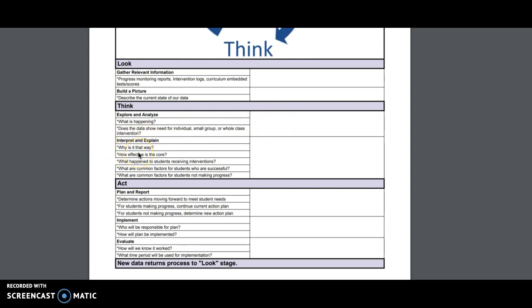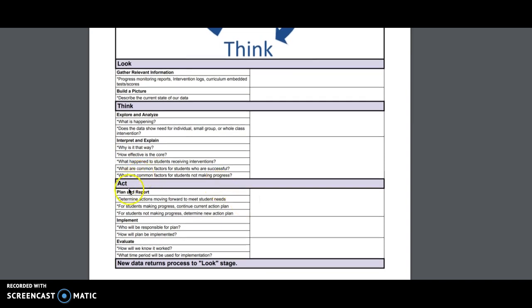So why is the data that way? How effective is our core, especially if our data is extremely low with a large group of our students? What happened to students who are already getting interventions? Did they show improvement? What are common factors for students who are successful, and what are common factors for students who are not making progress? Just really examining why our data is what it is, taking the time to look at it and come up with some inferences about what's going on, so that we can look to improve that then.